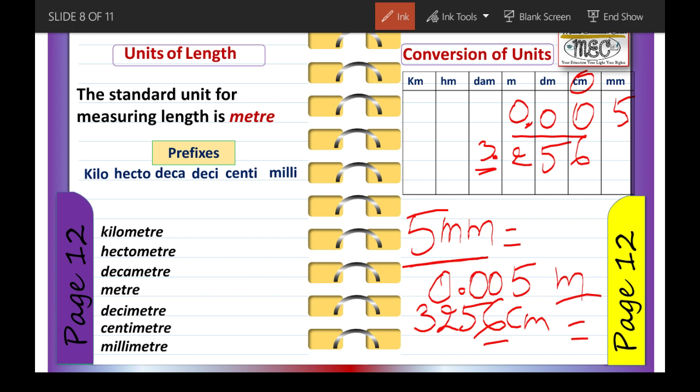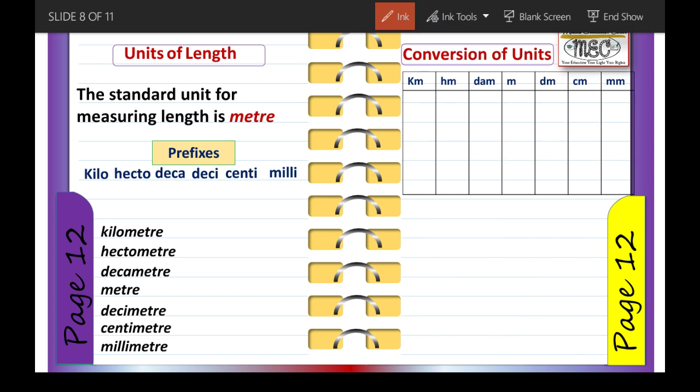So 3,256 centimeters are equal to 3.256 decameters. That was the second case. We are converting from smaller units to the larger units.